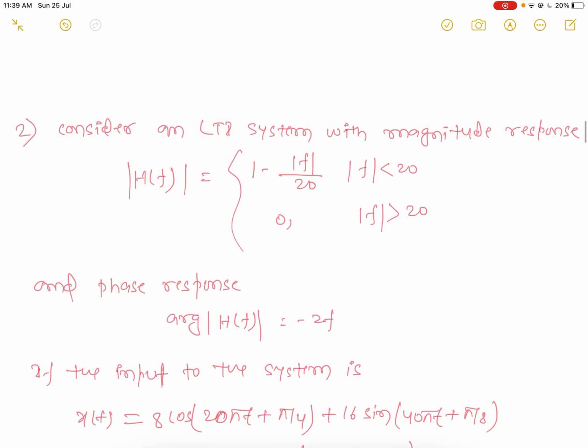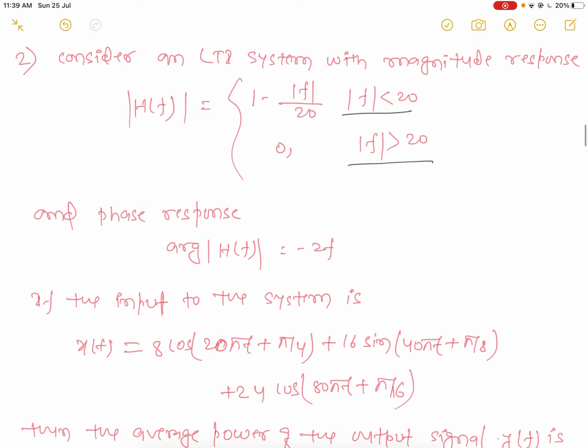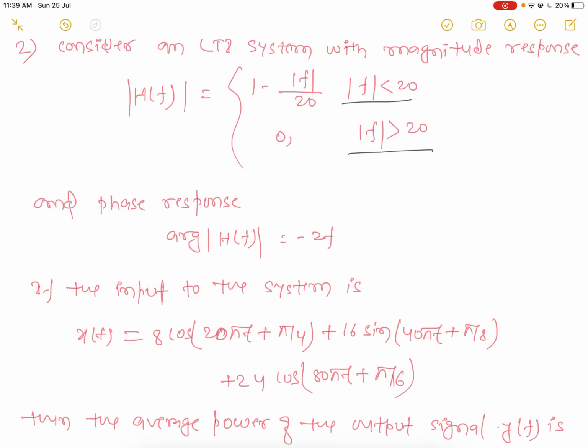Now comes the next question. Consider an LTI system with magnitude response |H(f)| = 1 - |f|/20 for |f| less than 20, and 0 for |f| greater than 20, and phase response ∠H(f) = -2f.